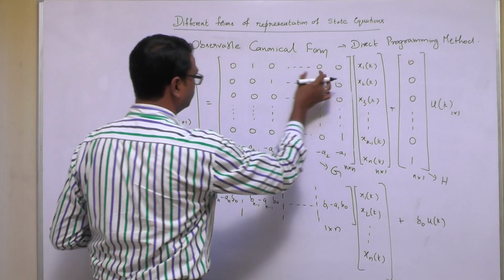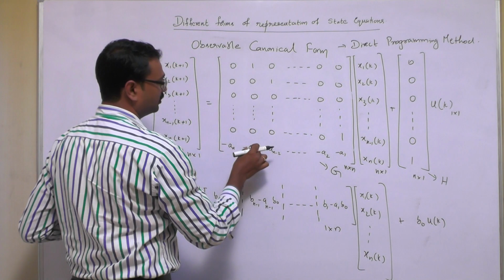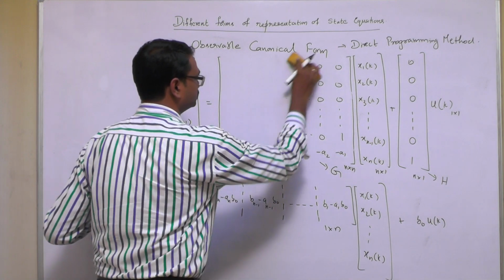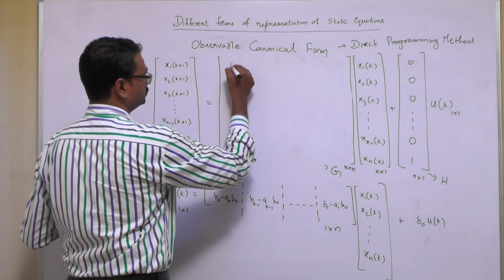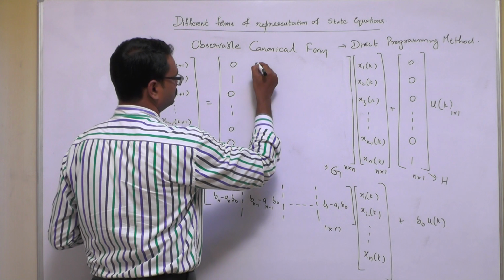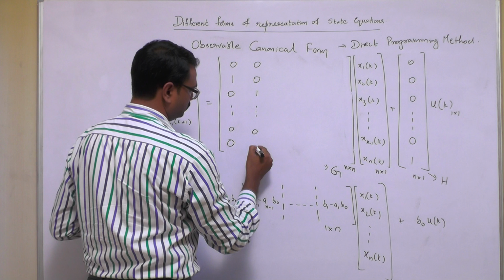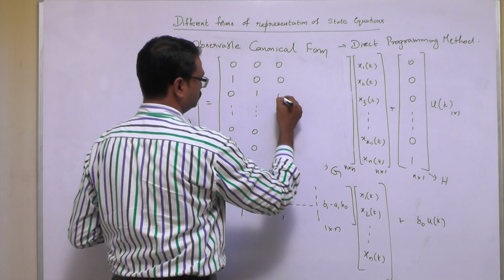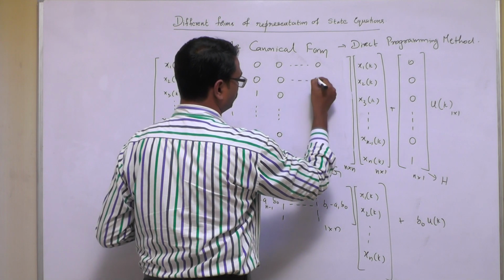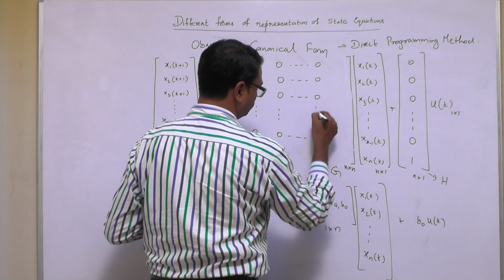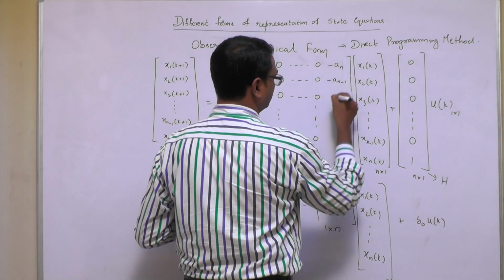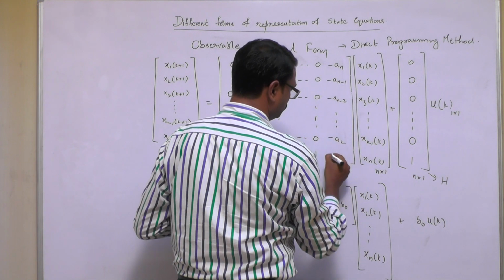0, 1, 0, 0, 0. You will have this in the column, and this will be the second column. The third row will become the third column, and so on. Therefore, you can simply change this into 0, 1, 0, and so on, then 0, 0, 1, 0, 0, and 0, 0, 0, 1, and so on, zeros. And you have 0, 0, 0, 0, and here you have 1, and here the last column you have minus an, minus an minus 1, minus an minus 2, down to minus a2, minus a1.